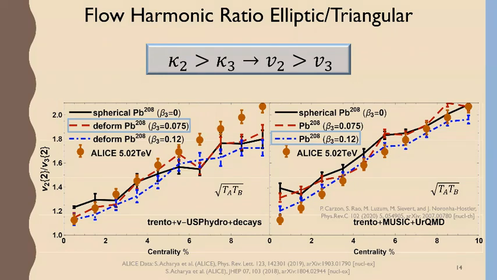I was also a bit confused because you mentioned several times that in experiment they find larger v3 than v2 for ultracentral, but it's not very apparent from this plot.